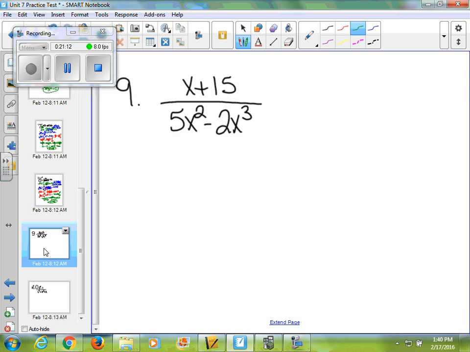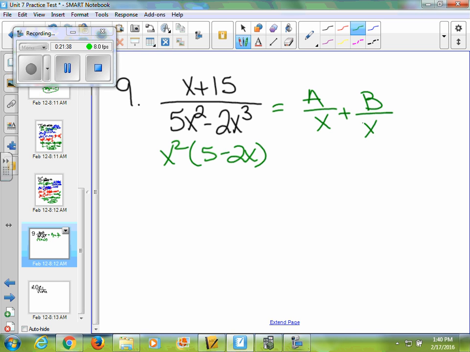Alright, and then 9 and 10 were our partial fraction problems. So if I look at number 9, I have x plus 15 divided by 5x squared minus 2x cubed. So the first thing I need to do is factor my denominator. What can I factor out of my denominator? X squared. So I'm going to put 5 minus 2x. So I can rewrite these fractions as a over x plus b over x squared plus c over 5 minus 2x.